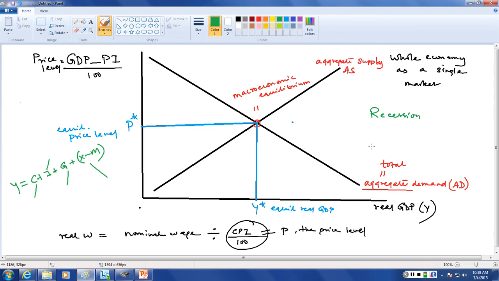Now, in this diagram here, I'm going to mark off my potential GDP. So potential GDP, also called full employment real GDP, Y sub F. I'm going to mark that in this diagram also. And I'm going to mark it here. So let's say that that is Y sub F.